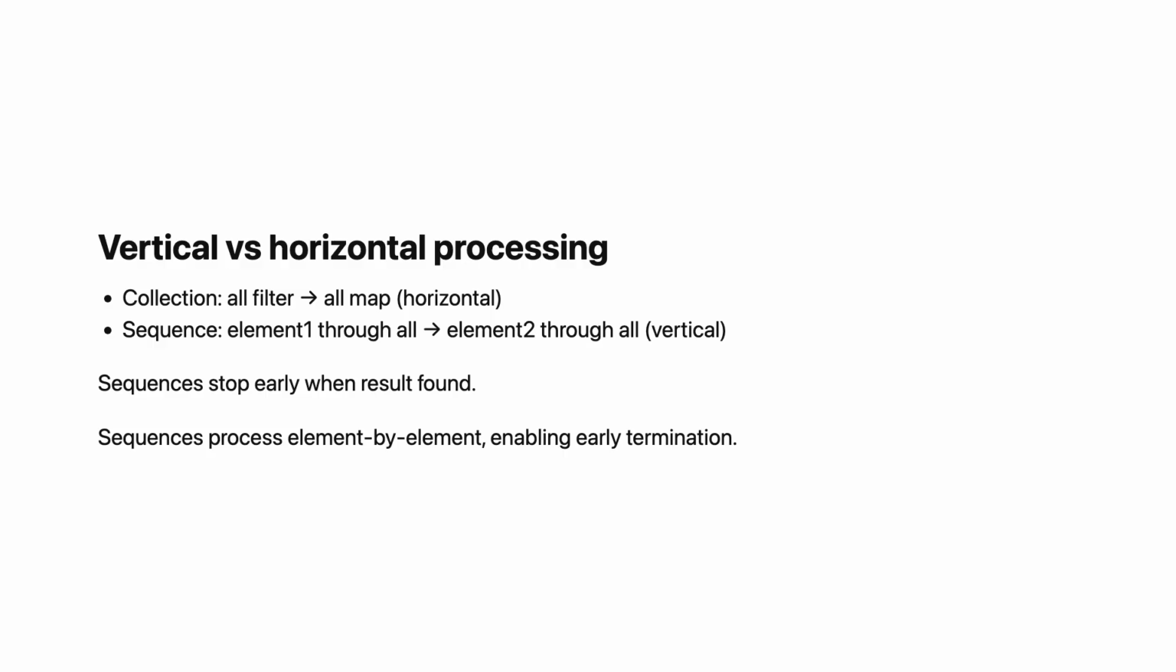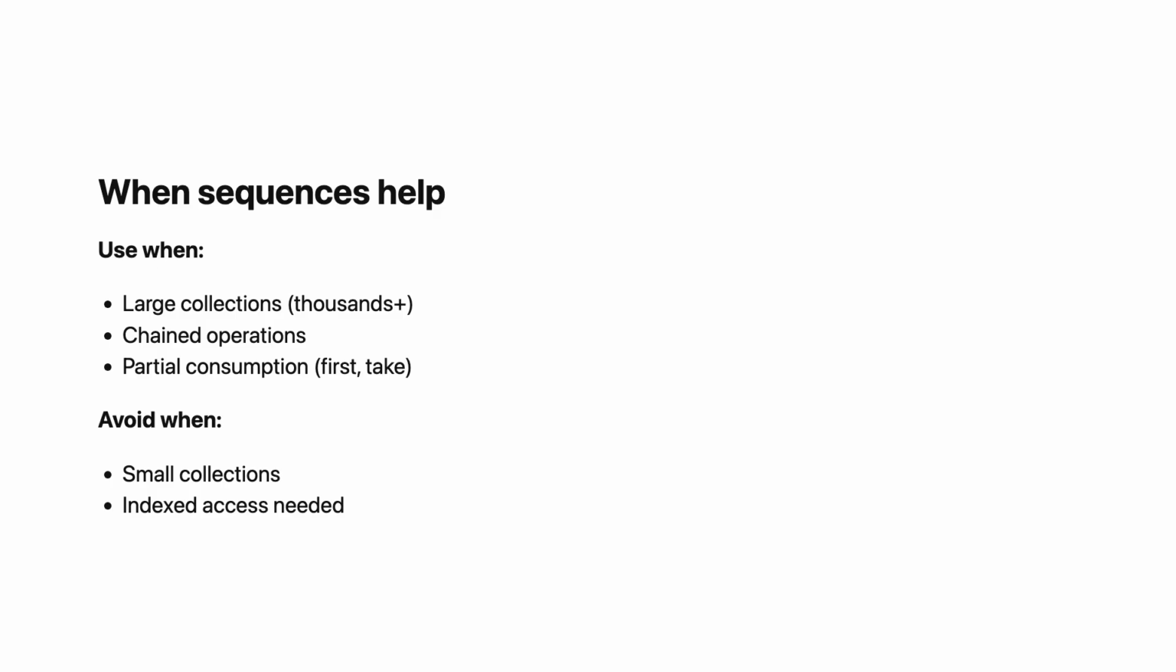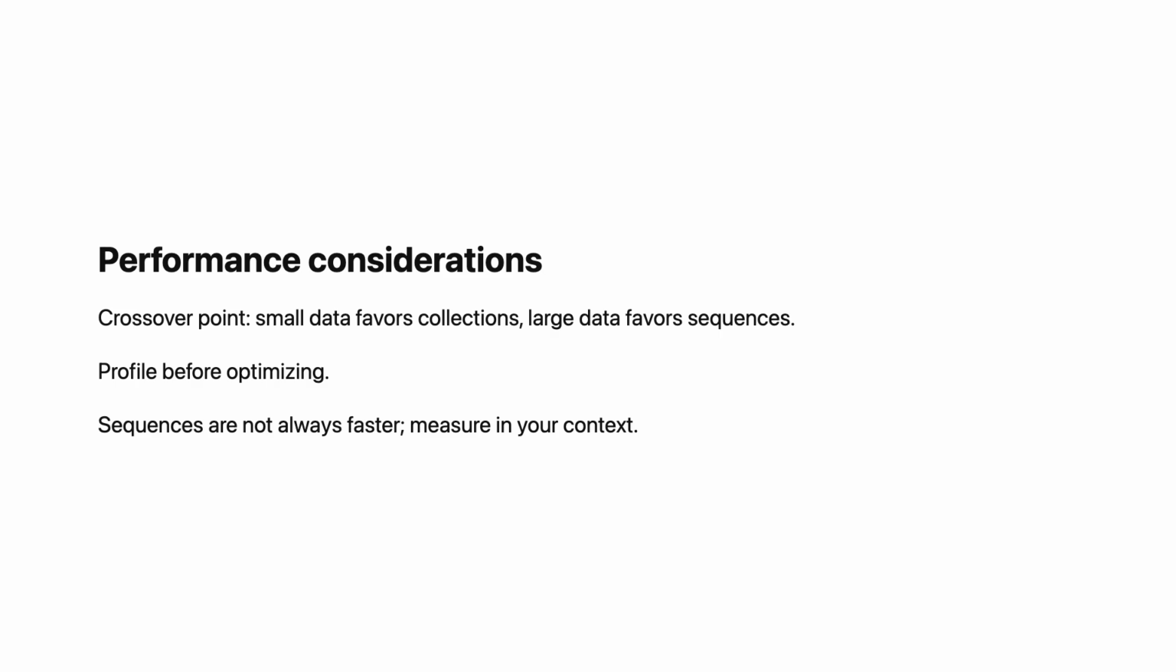Use sequences for large collections. The lazy processing avoids intermediate lists. Use sequences when you need only some elements. First, take n, and find benefit from early termination. Use sequences for chained operations. Multiple filter and map steps multiply intermediate collections in eager mode. Do not use sequences for small collections. The overhead of lazy evaluation can exceed the savings. Do not use sequences when you need indexed access. Sequences do not support random access. The rule of thumb: if you have thousands of elements or more, and you chain multiple operations, consider sequences.